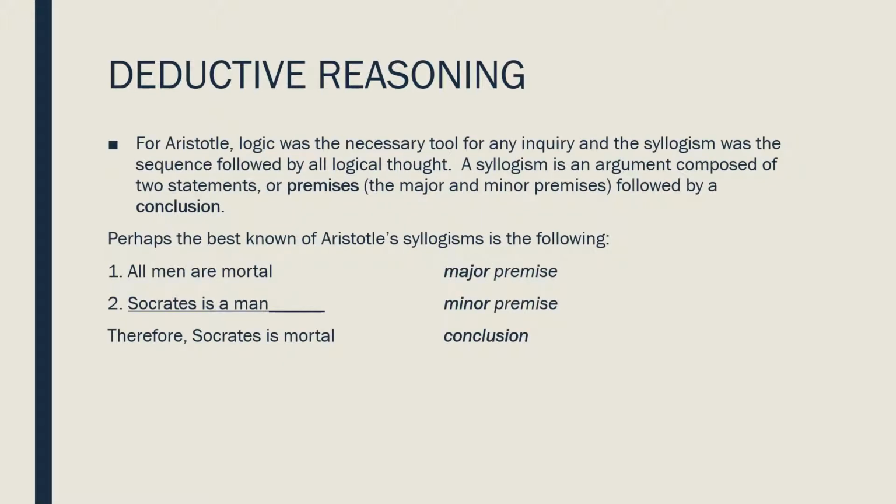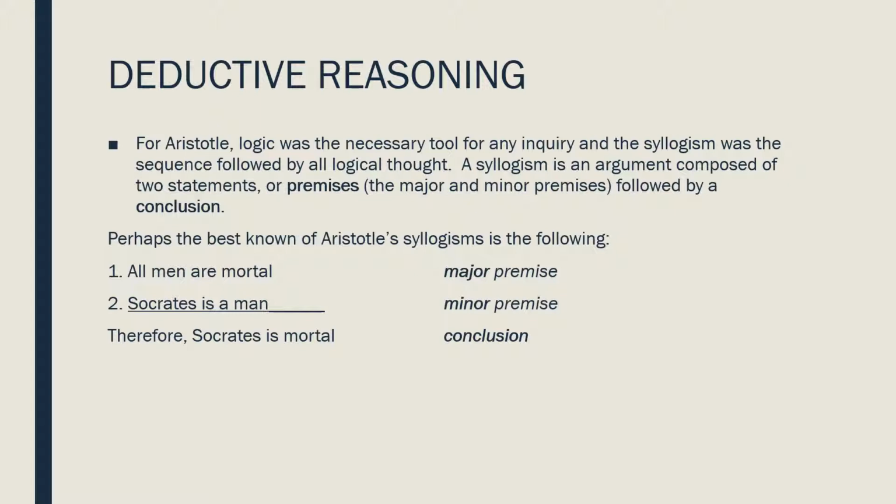One of the most famous examples of deductive reasoning comes from Aristotle. For Aristotle, logic was the necessary tool for any inquiry, and the syllogism was the sequence followed by all logical thought. So he's saying that you use syllogisms whenever you are using logical thought. A syllogism is an argument composed of two statements or premises. There are a major premise and a minor premise, followed by a conclusion.